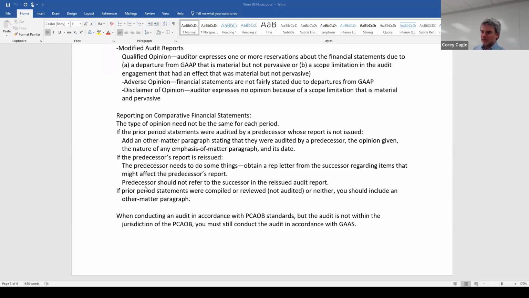But here's another bullet point about that. If the prior period statements were not an audit, but they were a compilation or a review or not audited at all, that would be another other matter paragraph indicating that. And we'll talk about reviews and compilations in like week 12 material. After spring break, mind you.